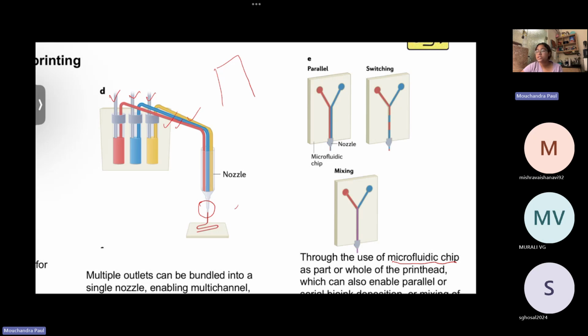That's it. So within these chips, you can create channels. But again, the disadvantage of these chips is that you're working with very small amounts of materials.